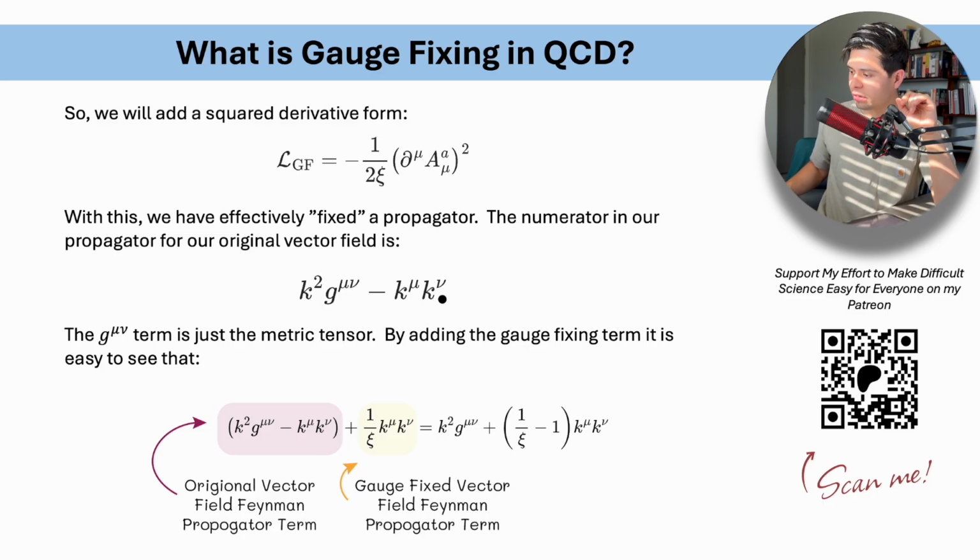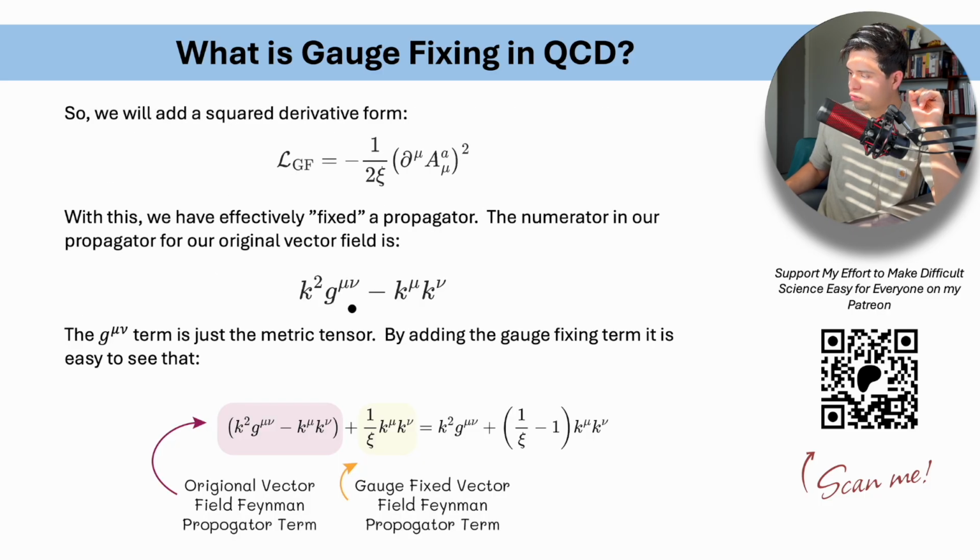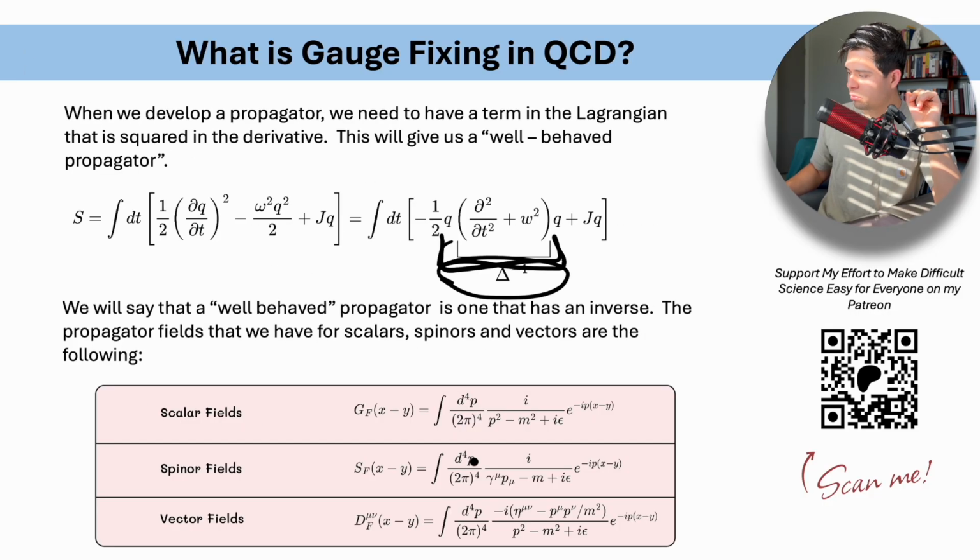This is the numerator in our propagator, right? So if we go back to the propagator really quick, I'll just erase this, we have the metric and our momenta. Here's our metric and our momenta, and then we have this squared term. This is something of a normalizing term, but let's just go back here one more time.